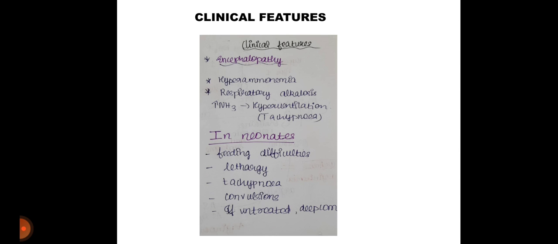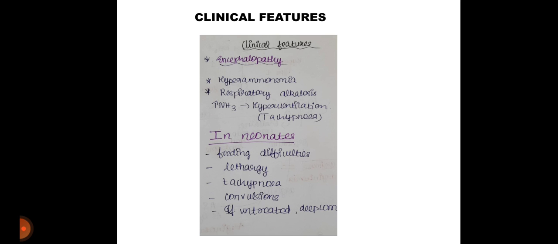Coming on to the common clinical features, there will be encephalopathy. I'll explain this encephalopathy. In the general urea cycle there will be an increase in ammonia level, that causes depletion of alpha ketoglutarate, that in turn decreases the ATP, in turn the glutamate level increases, and glutamate is converted to glutamine because the transport form of ammonia is glutamine, and that glutamine causes cerebral edema.